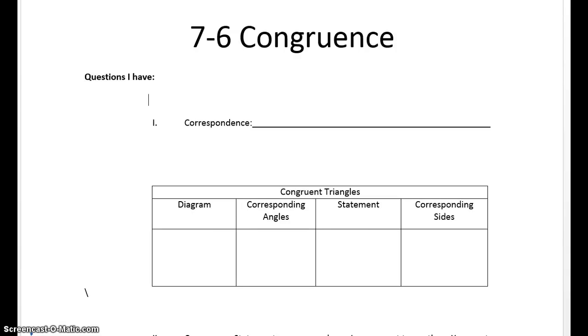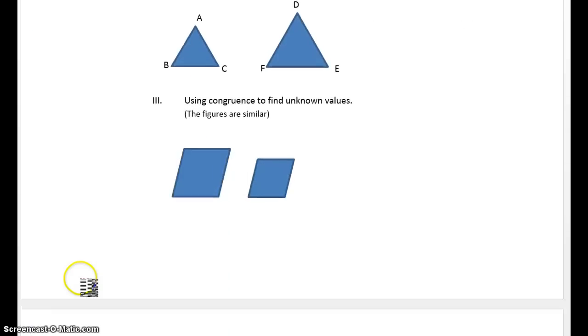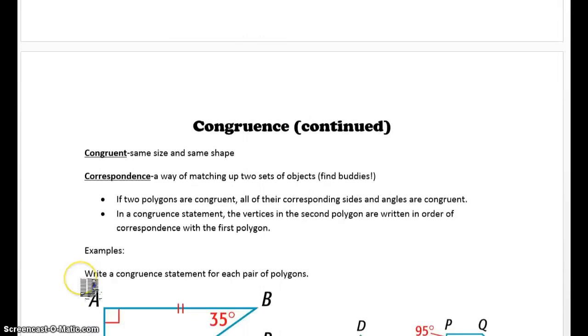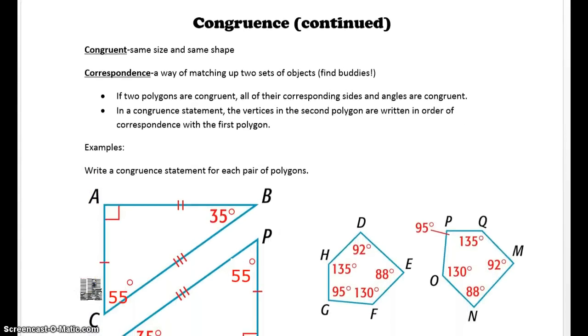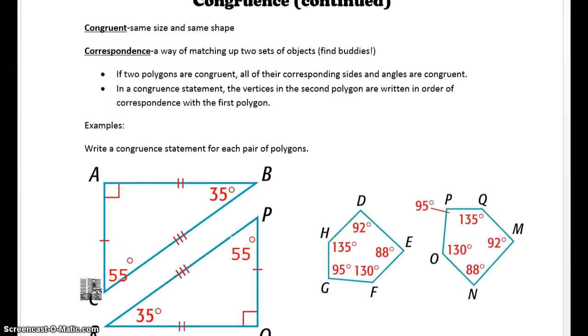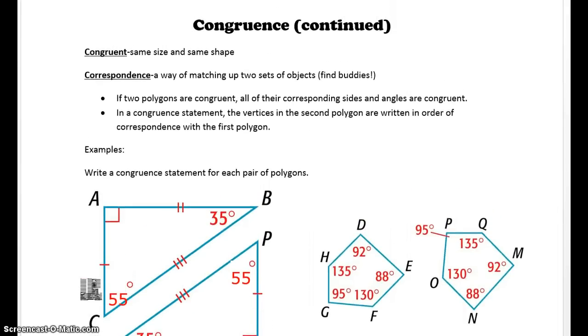Okay, today we're going to talk about 7-6 congruence. We are going to skip this page, go to the second page, because some of those figures are similar, not congruent. And you'll see here the definition of congruent is the same size and the same shape, which we've talked about congruent angles already. So correspondence is a way of matching up the two sets of objects. So we're going to talk about which angles are corresponding angles, which sides are corresponding sides.